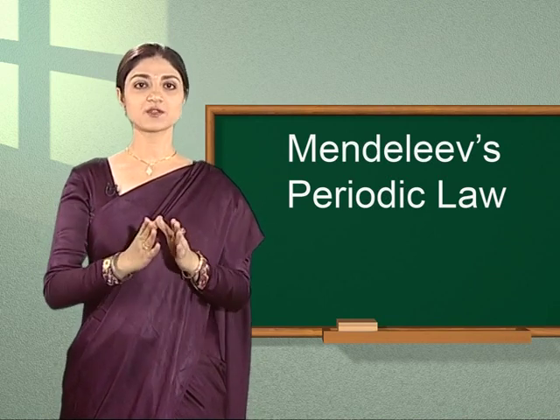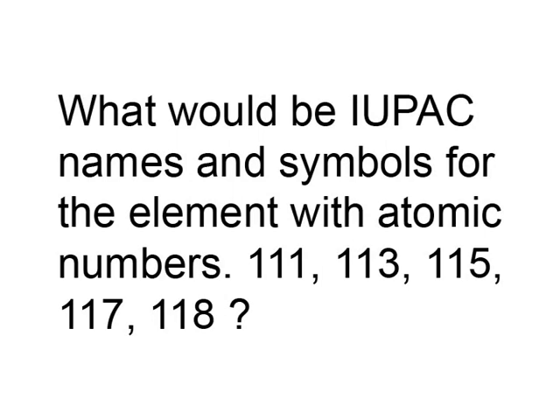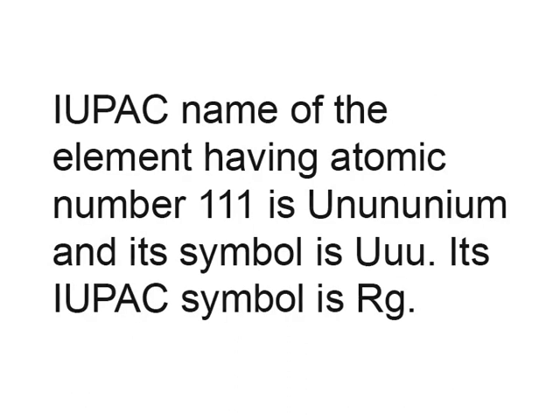So, my first question is, what would be IUPAC names and symbols for the element with atomic numbers 111, 113, 115, 117, 118? And the answer is, IUPAC name of the element having atomic number 111 is Ununtrium and its symbol is UUU. Its IUPAC symbol is RG.